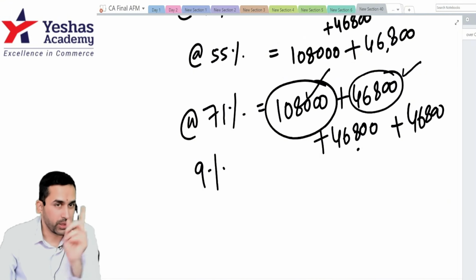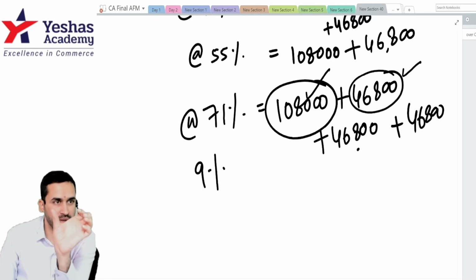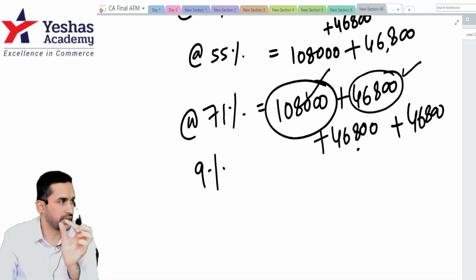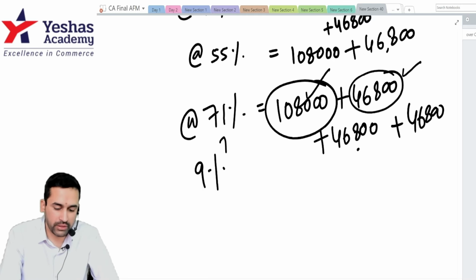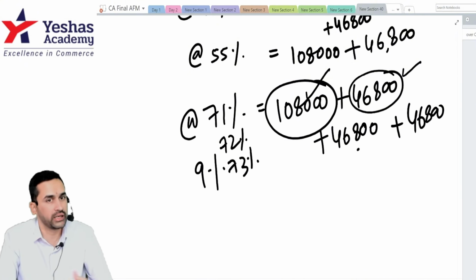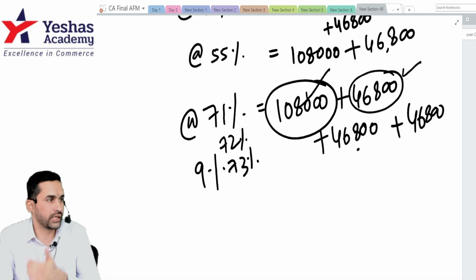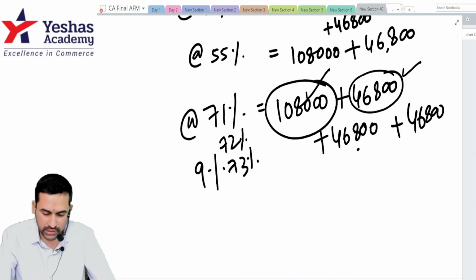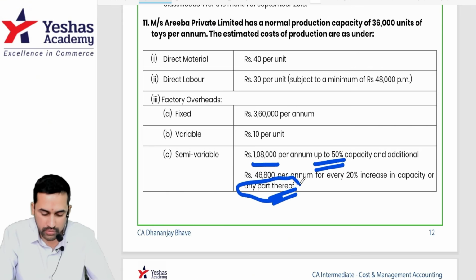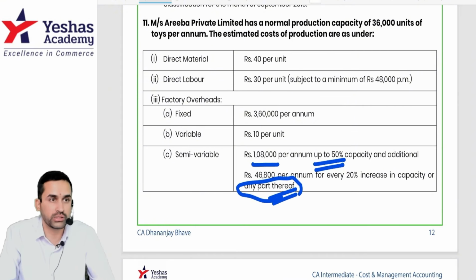Correct? If you remember initial class, this is more like step ladder cost. For one range, it is 46,800 extra. If 71 becomes 72 or 73, I won't change my answer. Up to 90, it is the same answer. Moment it is 91, I have to add 46,800 more. Important part is many students don't read this part thereof. Correct? So even if it is 51%, you have to add full 46,800. Clear?